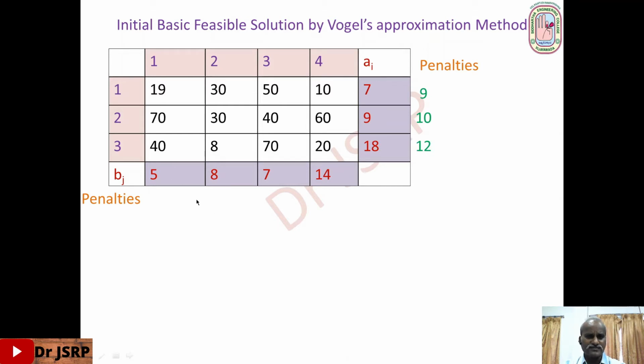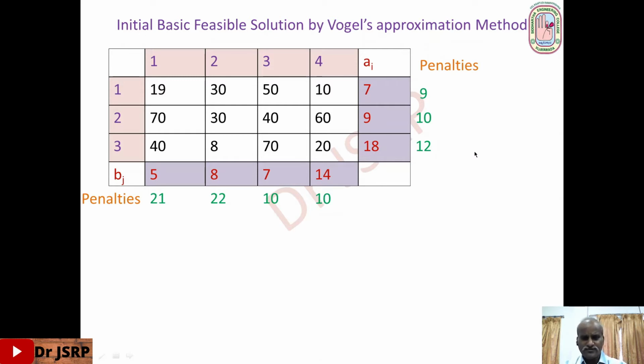Similarly for column penalties. In the first column, the smallest cost is 19, the next smallest is 40, so the difference is 21. For the second column, the smallest cost is 8, the next smallest is 30, so the difference is 22. Third column, smallest 40, next smallest 50, difference 10. In the fourth column, smallest 10, next smallest 20, difference 10. So these are the column penalties, and these are the row penalties.